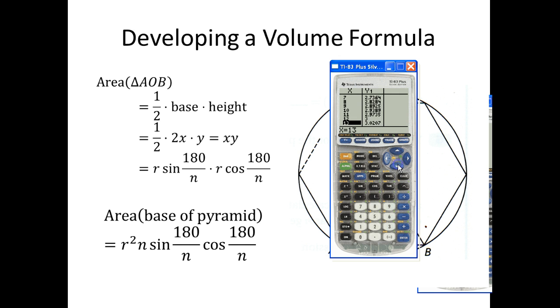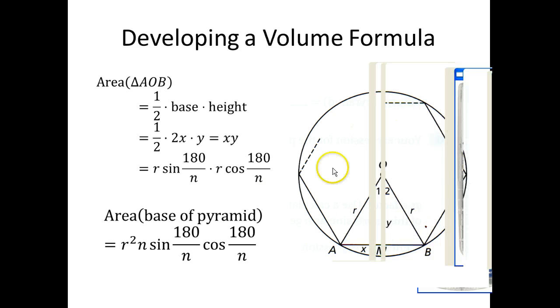Notice as the number of sides gets larger and larger, this expression seems to be approaching some value. In fact, you should start noticing that as n gets larger, the value of this expression approaches pi. We're already at 100 sides here, and you can see that I'm getting really close to the value of pi. So as n gets larger and larger, this expression, n sine 180 over n times the cosine 180 over n, gets super close to pi.